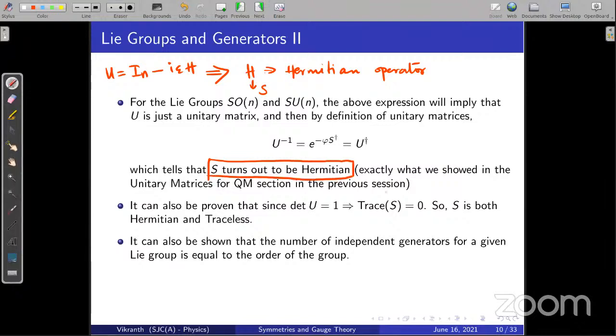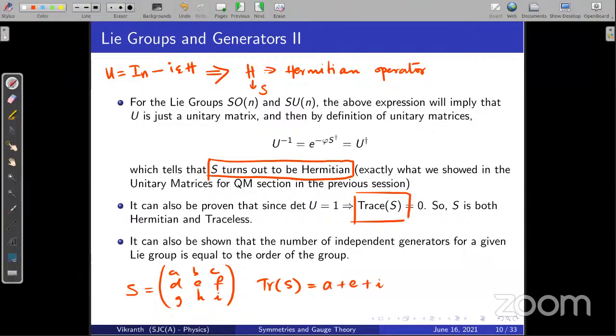And you can also find out that a unitary matrix has a determinant always equal to +1. And with that, you can determine that the trace of S is equal to 0. What we mean by the trace is, if I have some matrix A, B, C, D, E, F, G, H, I, some random matrix, the trace of S is just the sum of the diagonal elements, A plus E plus I. That's the trace. And if S is Hermitian, in this case, this is equal to 0. That's what we're trying to show here.